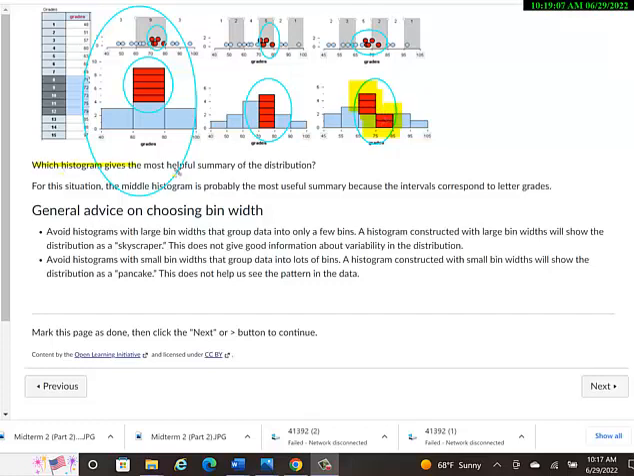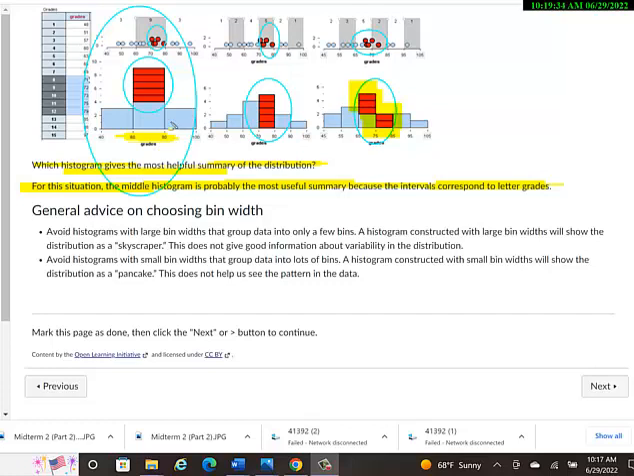So which histogram gives the most helpful summary of the distribution? That's a good question. For this situation, the middle histogram is probably the most useful summary because the intervals correspond to letter grades. So I'd probably say the left histogram isn't super useful, because it doesn't have enough bins. Too many students are grouped into one bin. The difference between scoring a 60% to 80% is a big difference, but all those people are grouped into one bin. So that one I think is not great.